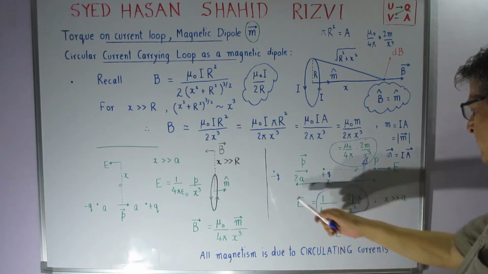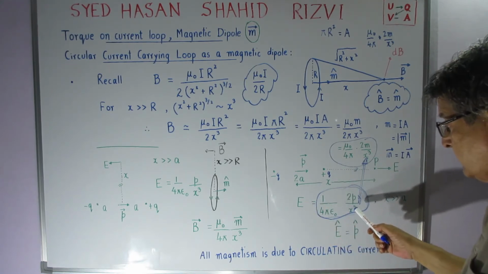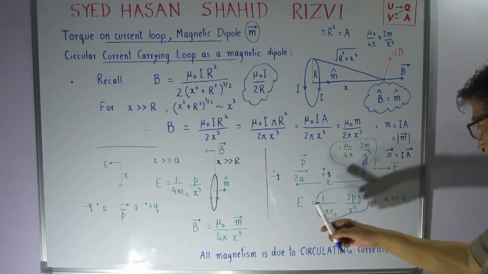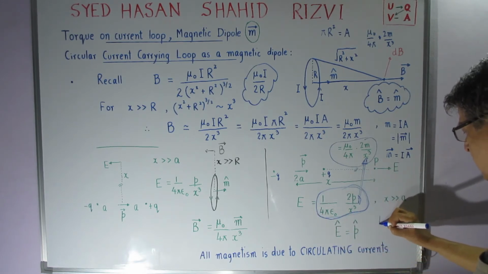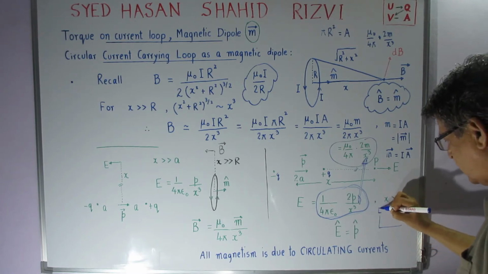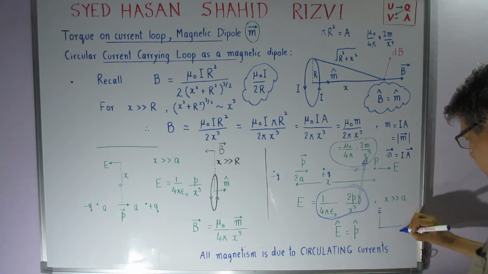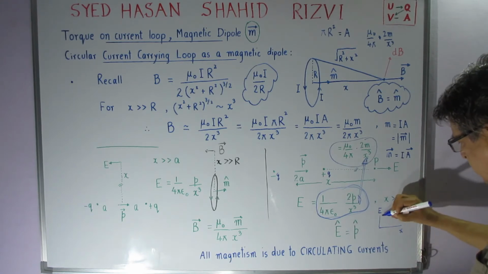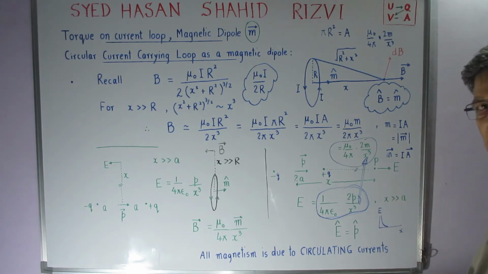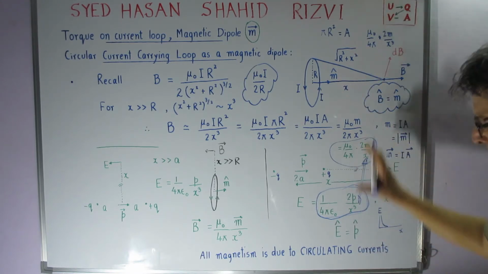Of course, it's proportional to 1 upon x cubed, which means that if we plot E versus x, this is going to vanish very fast. I've done that before, so go back to that point. So this is one part.